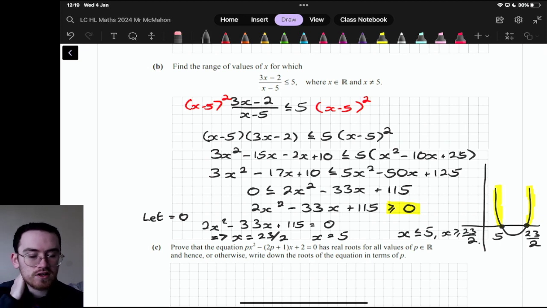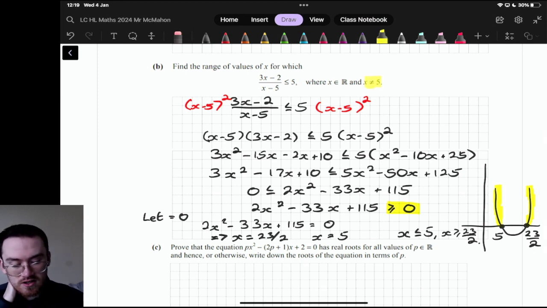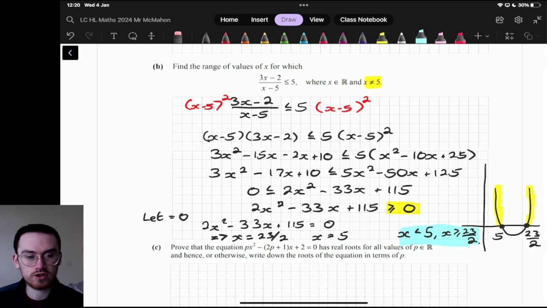Now what we do have to look at here is the 5, because we were told at the start of the question that x is not equal to 5. So instead of saying less than or equal to 5, we're going to have to just say less than 5. So still greater than or equal to 23 over 2, but less than 5, because x is not allowed to be 5. And that's to do with the fraction in the initial question. So that's our answer then: x is less than 5 and x is greater than or equal to 23 over 2.